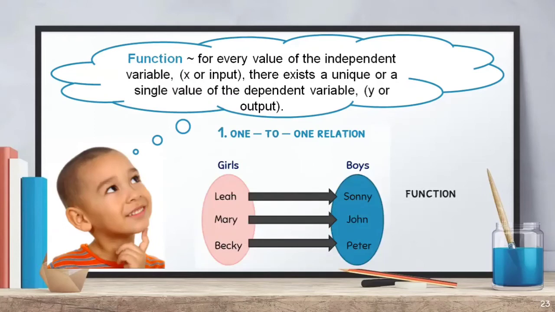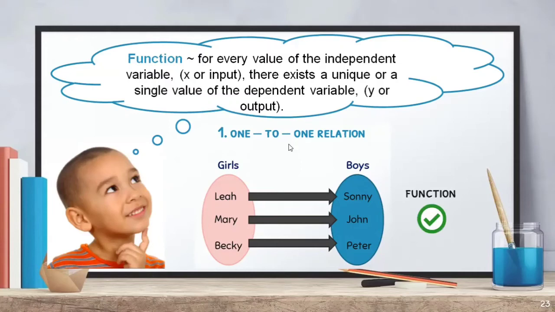We start with one-to-one relation. Do you think it is a function or just a relation? So we have Leah is mapped to Sunny, Mary is mapped to John, Becky is mapped to Peter. Does our example of representation satisfy the definition of a function, that for every x, there exists a single or unique value in y? Yes, you are right. Therefore, one-to-one relation is a function, right?